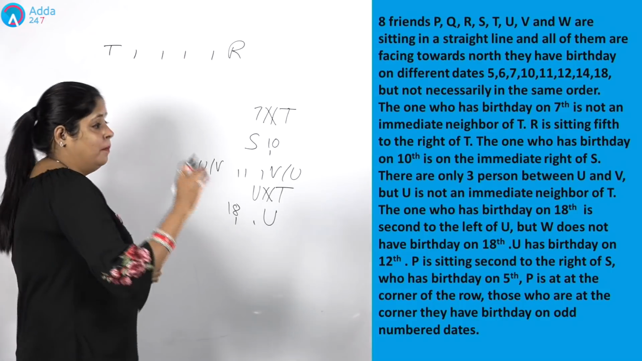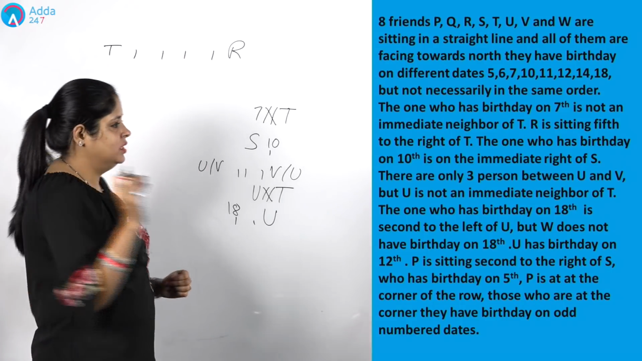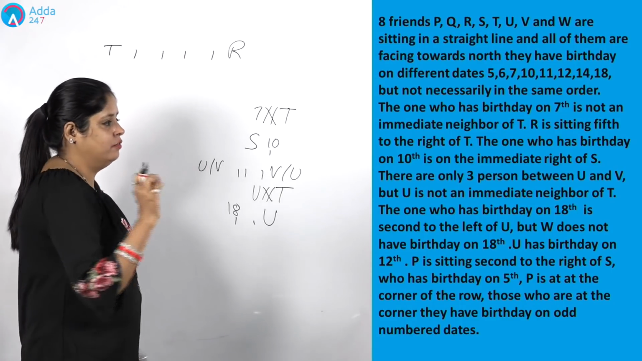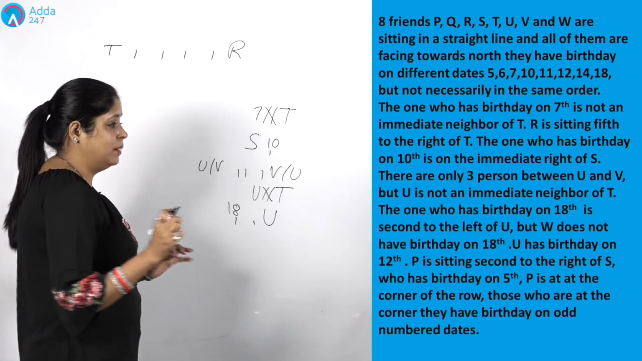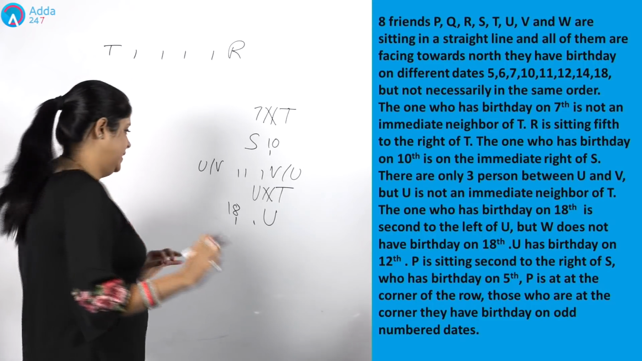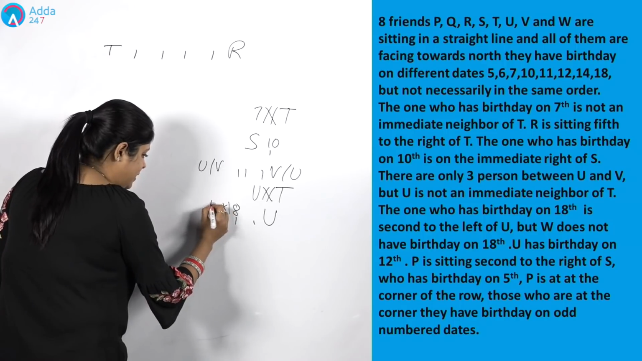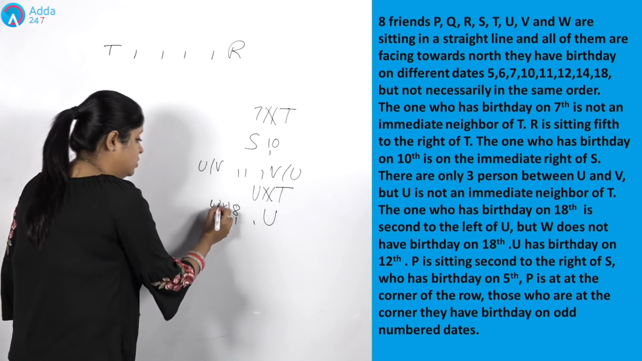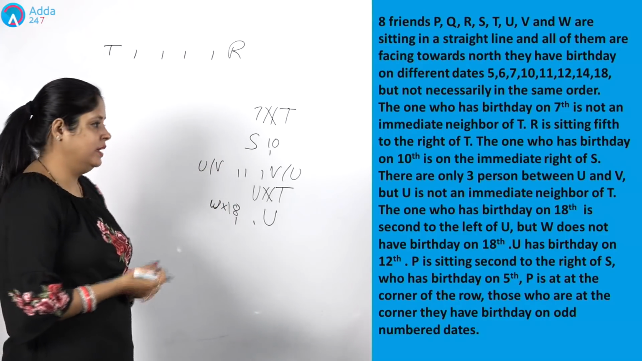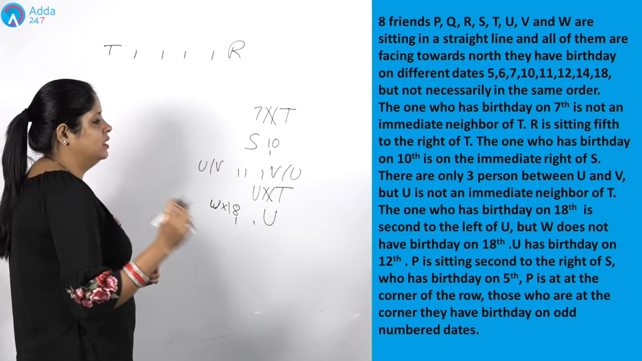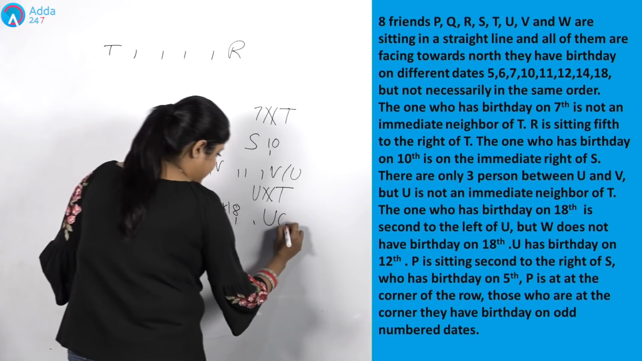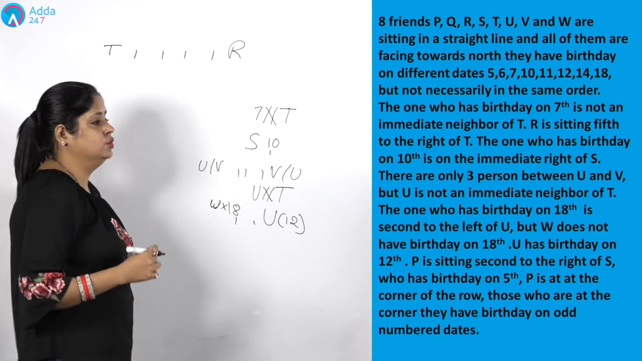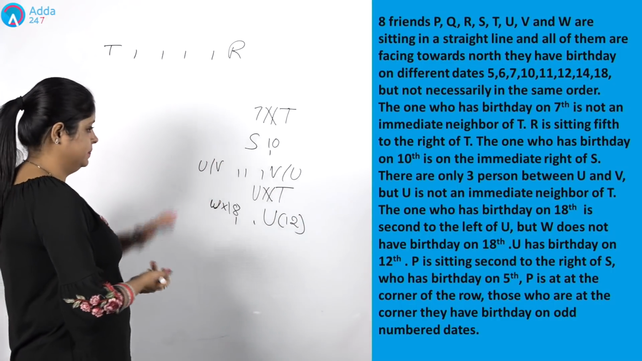But there is one more piece of information associated with that, and it says W does not have birthday on 18th. Which clearly indicates that I can't consider this person as W, because W does not have birthday on 18th. Further, U has birthday on 12th. Okay, one direct hint. We got the birth date for U, and the birth date for U is 12.